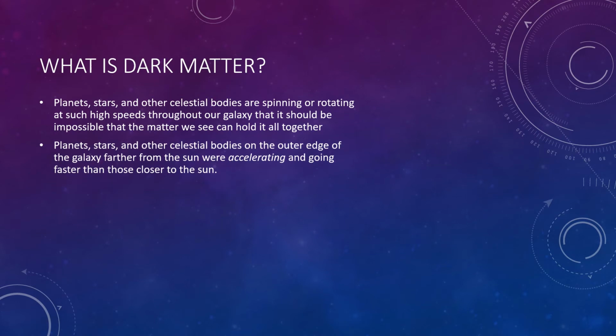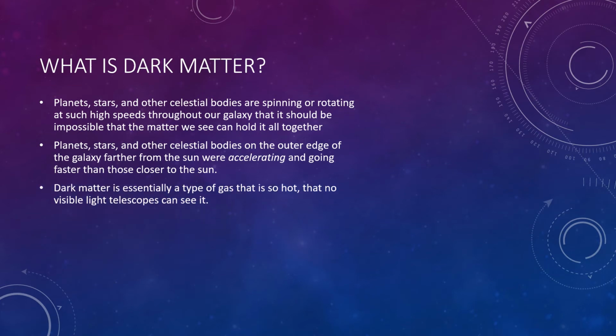So there's absolutely no way that the visible matter that we see can hold all this together. And as per popular belief, the planets and celestial bodies that are closer to the sun spin faster, and the ones that are farther away from the sun spin slower. That's what we've all been taught. But actually, the planets, stars, and celestial bodies on the outer edge of the galaxy, farther away from the sun, are accelerating and going faster than those close to the sun. It should be impossible for them to stay in orbit with the gravitational pull of our galaxy.